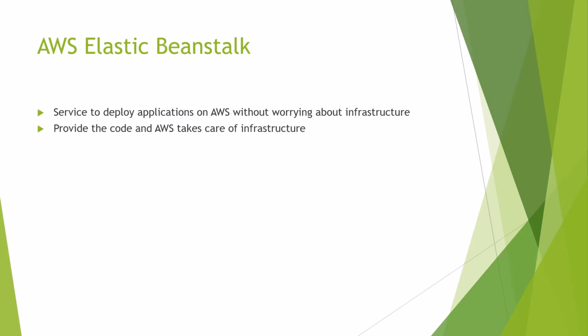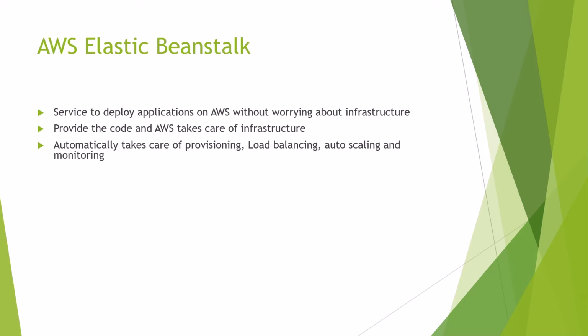Basically you just need to upload your code and AWS will take care of the infrastructure the code needs to run. So as a developer you don't have to worry about provisioning the EC2 instance or the RDS database. You just need to focus on the code, write your code, and upload it to AWS, and Elastic Beanstalk will take care of provisioning the virtual machines, installing the environments, and all those.